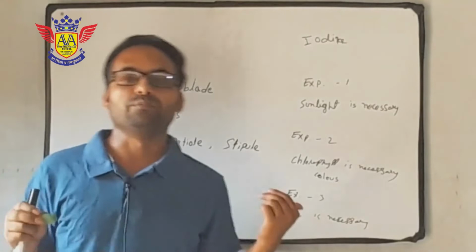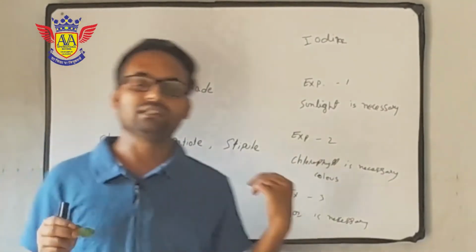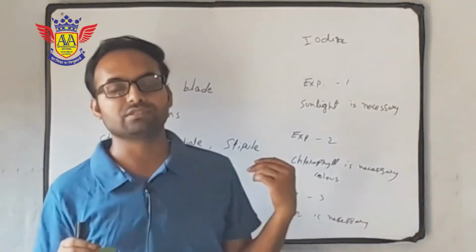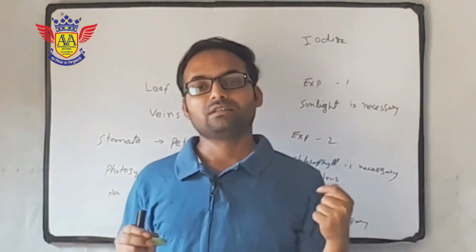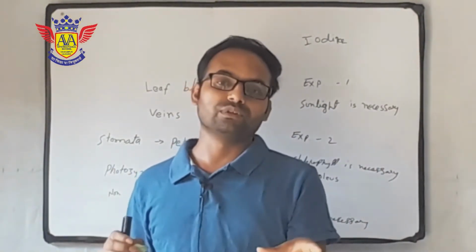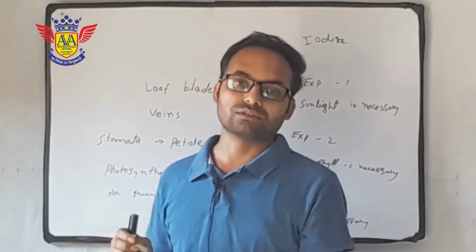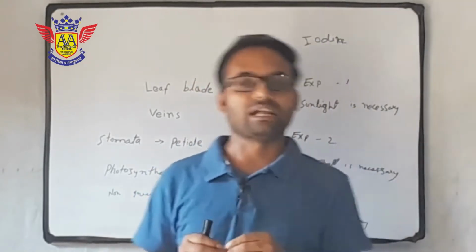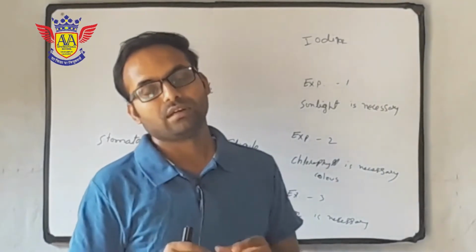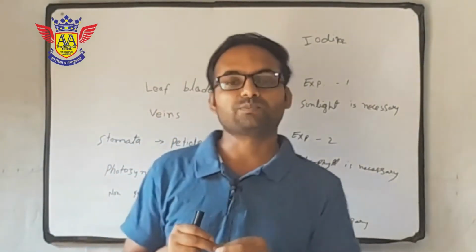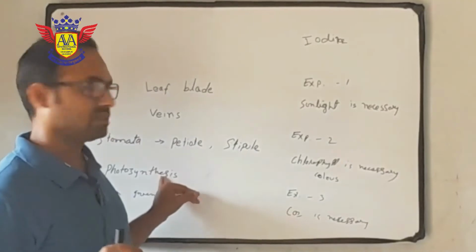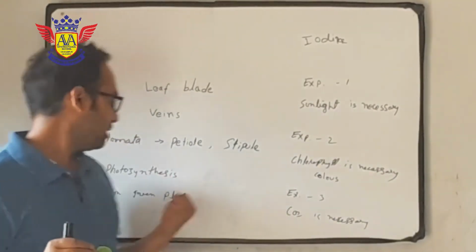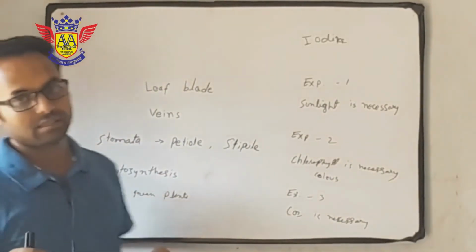Okay, next topic in your book is photosynthesis. Photosynthesis is a process by which plants make their own food, that is called starch or glucose. They make their food with the help of sunlight, water, chlorophyll and carbon dioxide. So this process is called photosynthesis. Okay, next was non-green plants.